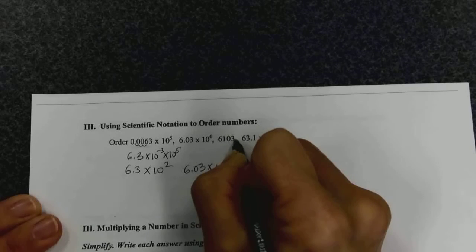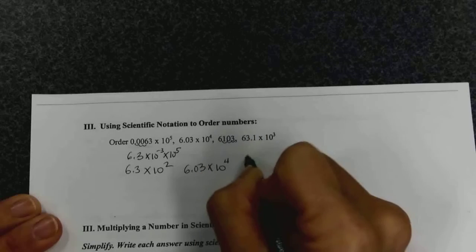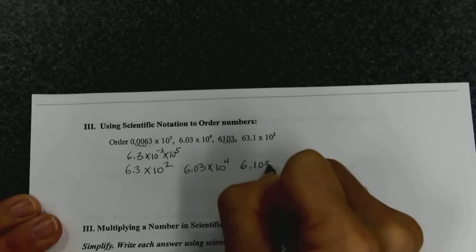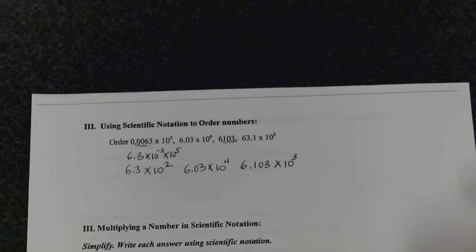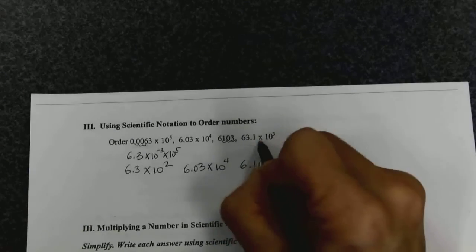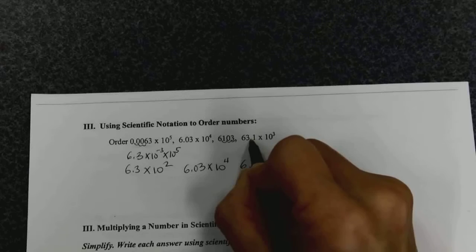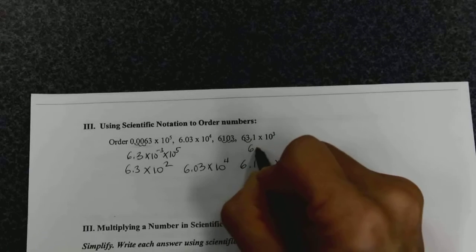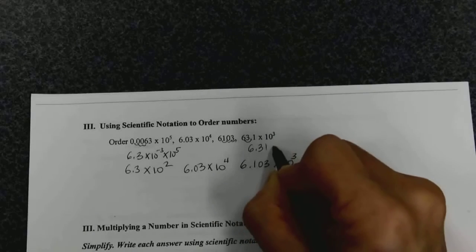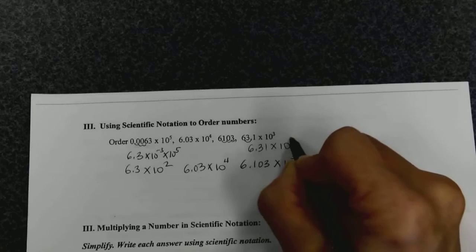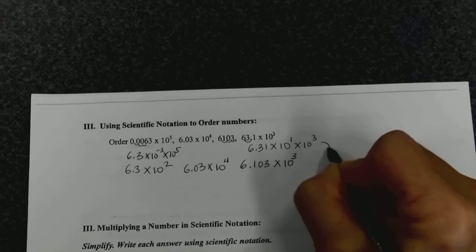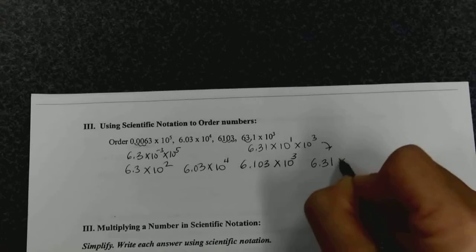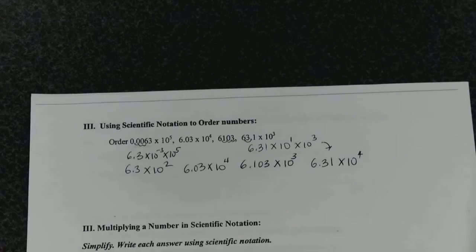This one I got to make it into scientific notation. So we're going to move it over 1, 2, 3. So that becomes 6.103 times 10 to the, this is a big number, so the third power. And we're going to do this again. This is not a scientific notation, so we're going to make it smaller. So this becomes 6.31 times 10 to the first power, so we're going to make it times 10 to the third, so this becomes 6.31 times 10 to the fourth power.